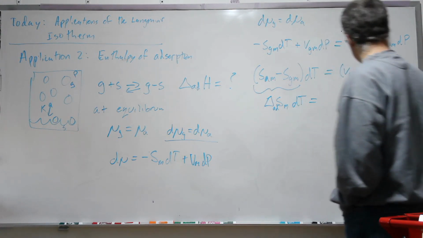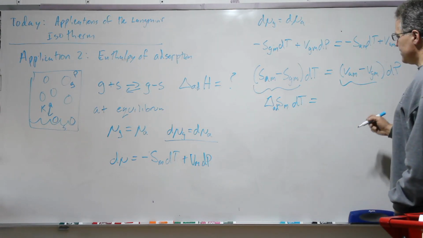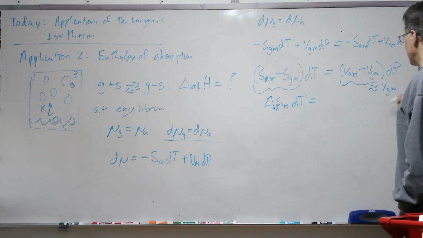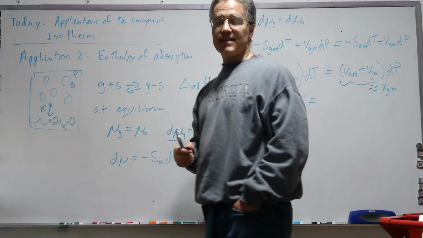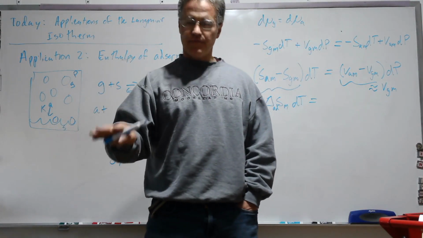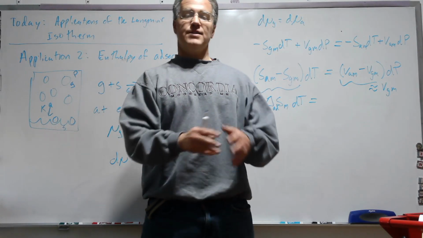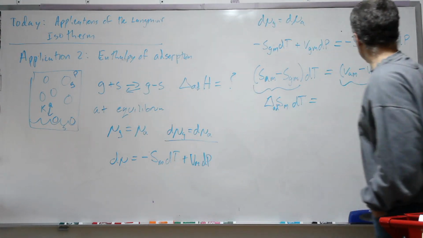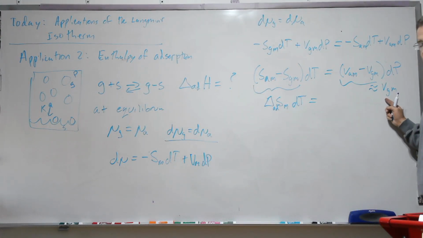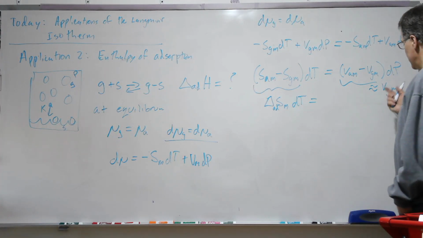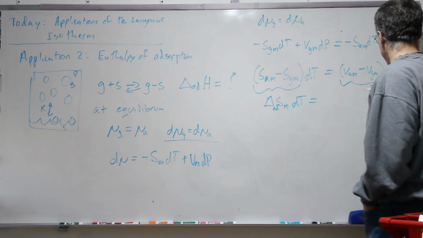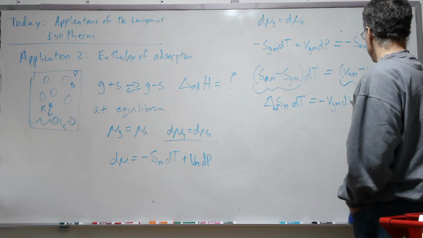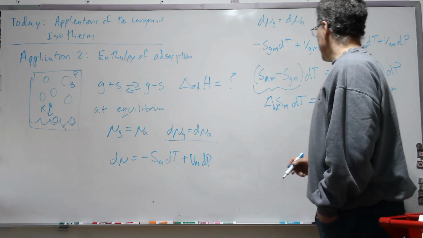dT equals. Now here, this is approximately V G molar, because this is the molar volume of the gas compared to the molar volume of particles adsorbed to the surface. And so the gas takes up a much larger volume to the extent that, for all intents and purposes, at least at room pressures, or at modest pressures, this is just V gas. And so it should be negative V gas. So minus V gas molar dP.